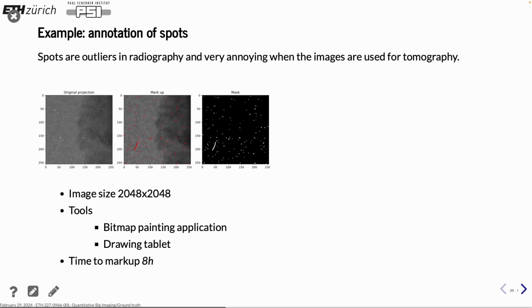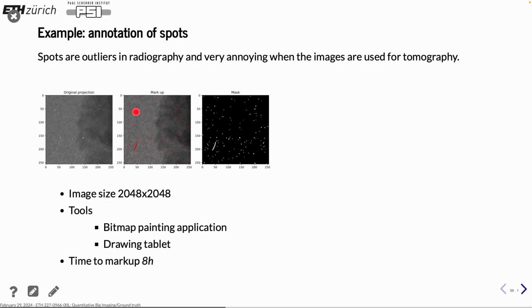So one example is this annotation of spots. With today's light, it's not so visible, but in neutron imaging, it's very common that you get these very bright spots all over the images. That's part of the detection and interaction with the samples that produce these spots. They're randomly distributed, random shape.